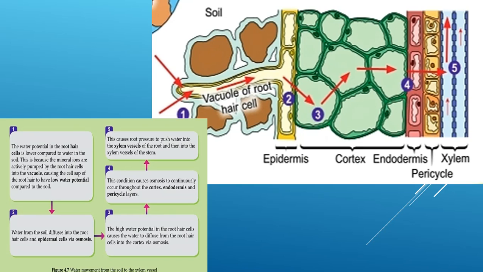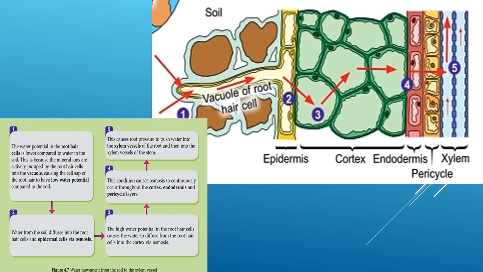The water potential in root hair cells, okay, root hair cells is lower compared to the water potential in the soil. Maksudnya di soil lagi banyak air banding di root hair cell. Okay, begitu. So this is because the mineral ions are actively pumped by the root hair cell into the vacuole. So this will cause the sap cells of the root hair to have low water potential compared to the soil.